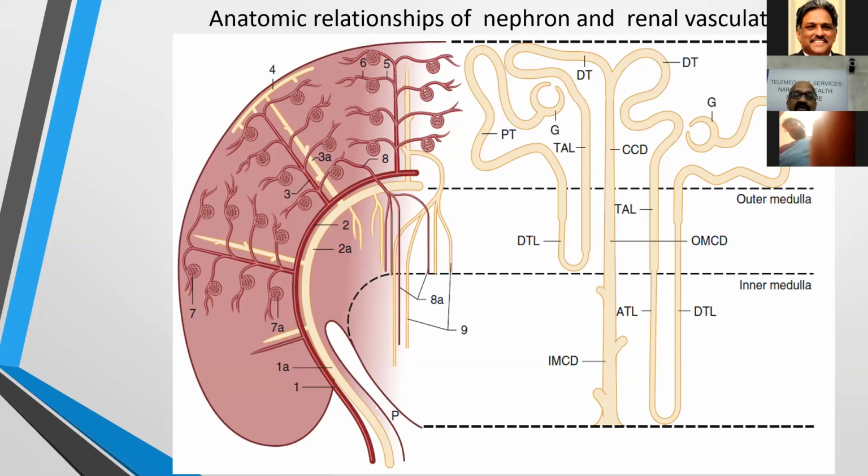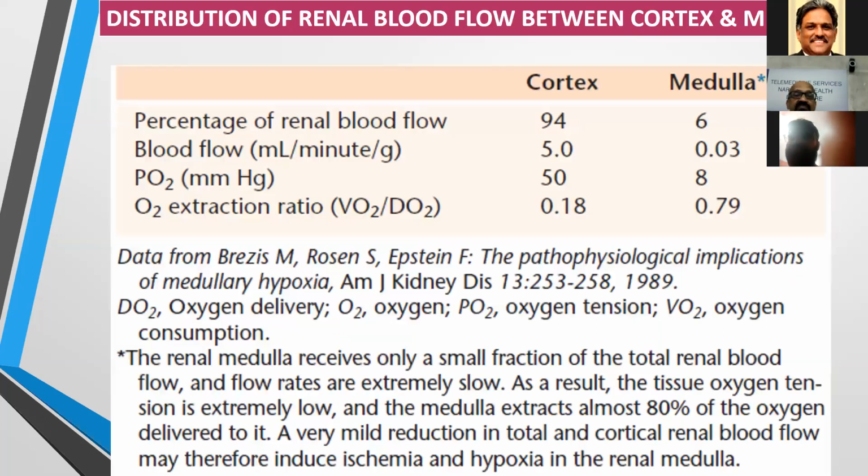And on the right hand side, you see two nephrons. This is the nephron, which is a short loop of Henle, and the other one is a long loop of Henle. This is the juxtamedullary nephron, which goes inside the medulla and is responsible for maintaining the internal milieu.